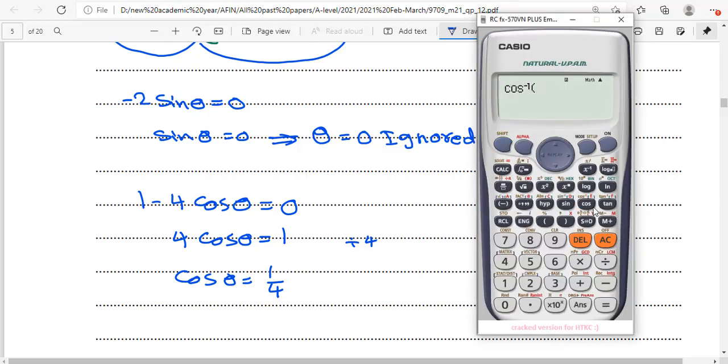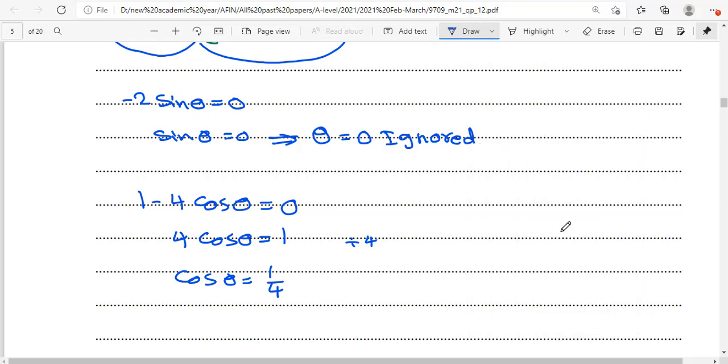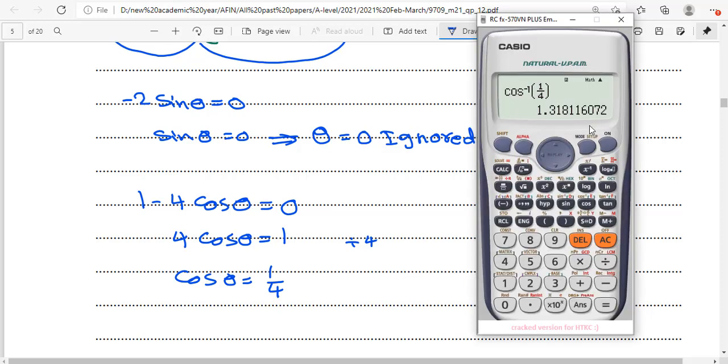Shift cosine brings cosine inverse. Then we enter 1 over 4. Close the bracket. My calculator is in radian, as you see this little r here. This question, the domain is given in degrees, so it means we need to use degrees. Then to change calculator from radian to degree, you press shift mode, then you see this rad. You press 4 if you want to use radian, you press 3 if you want to use degree.